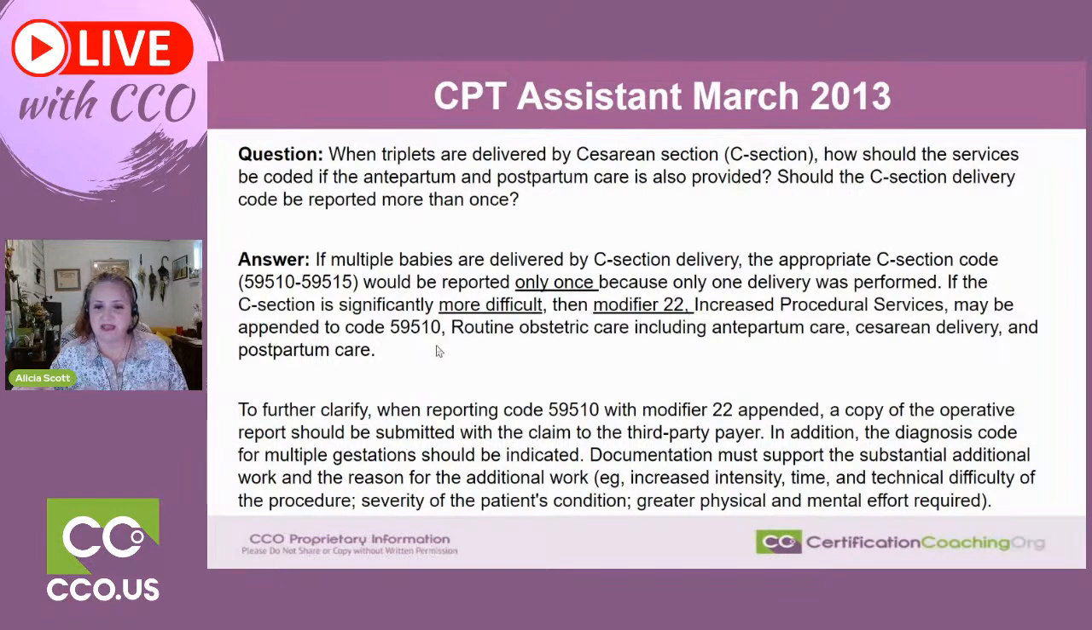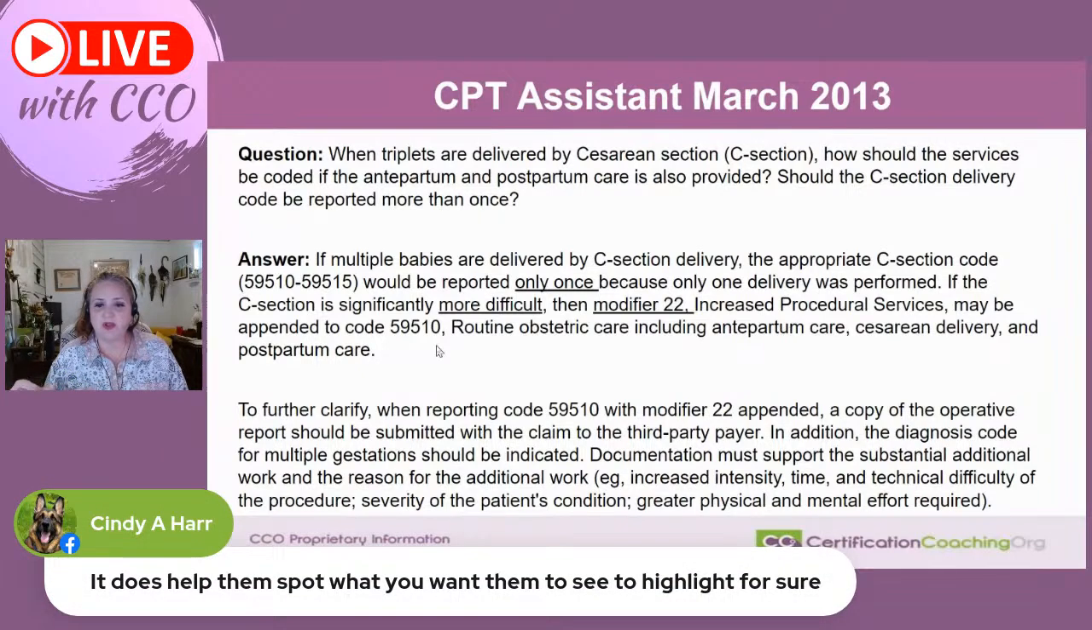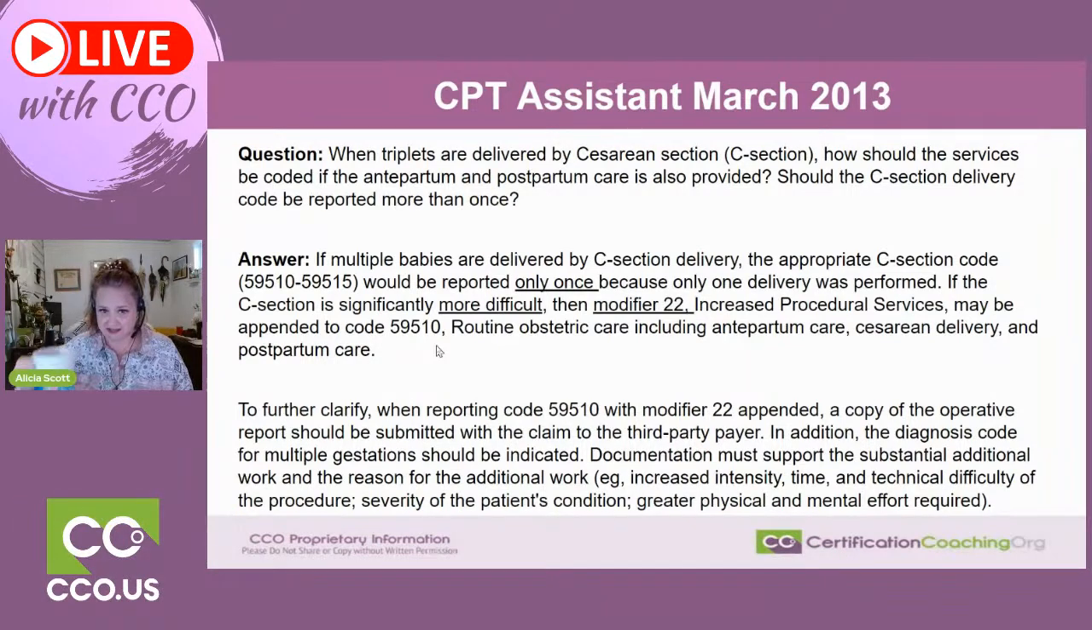Cindy goes on to say, it does help them spot what you want them to see if you highlight for sure. So obviously, Cindy has had to deal with this. Why not make it as easy as possible for them?